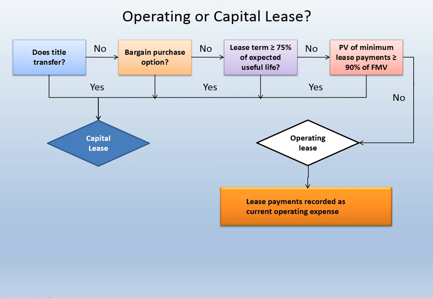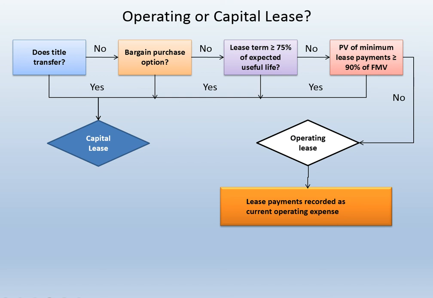If we're going to use up 75% or more of the expected life, then we as the lessee are making use of a substantial portion of the benefits of the asset, just like as if we had purchased it. And if the present value of the lease payments is 90% or more of the fair market value, well, again, that's exactly what would happen if we were purchasing it. We would have to pay for most, a vast majority of the fair market value of the asset.